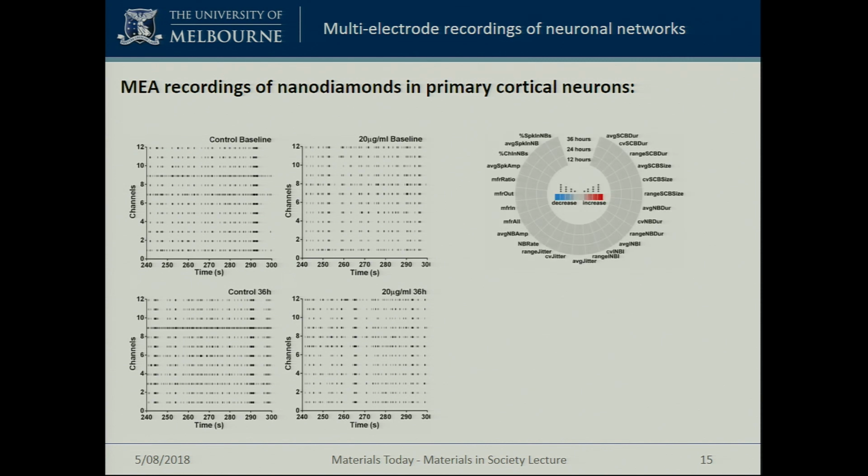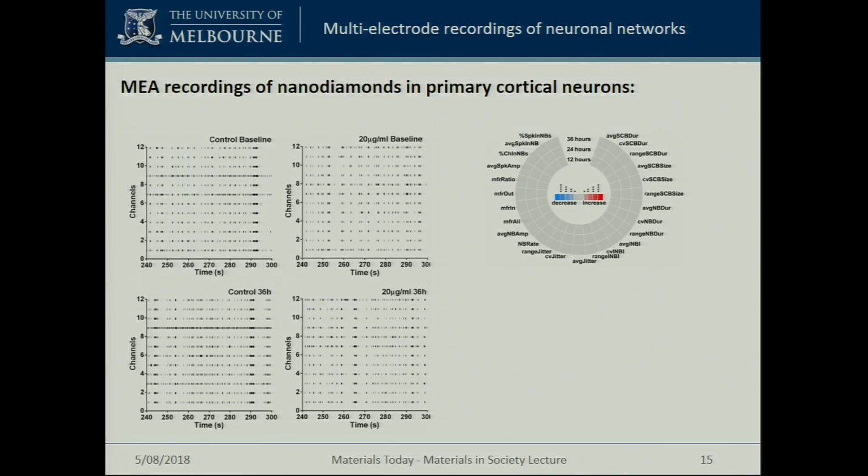I haven't got time to go through all of the details here, but basically you can generate what are called heat plots. The way to interpret these plots is that if you see a change in colour away from grey, that change in colour will represent a statistically significant change from the control to when you added the nanodiamond. And these labels on the side are 25 different network parameters that you can compare from the control to after the addition of the nanodiamond.